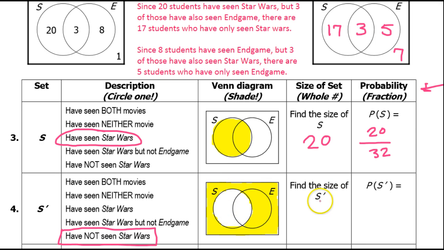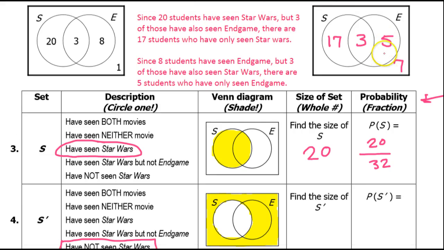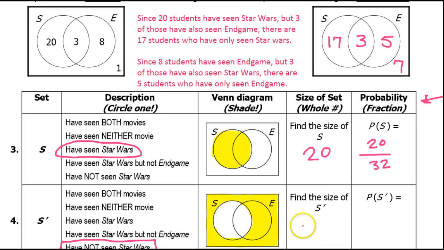Now the size of not S, all right, these two numbers represent students that have not seen Star Wars, the 5 and the 7, so that's 12. Now the probability of randomly picking a student who has not seen Star Wars is going to be target over total, 12 over 32.